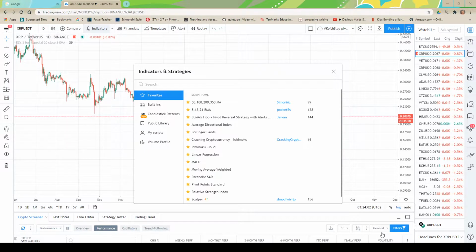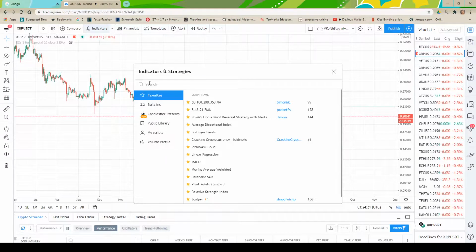So, for a couple days, 1 week, I literally didn't chart any other way except use the cloud, the Ichimoku cloud. So, let's go to the Ichimoku cloud now and learn a little bit about it. There's a couple different ones. We'll start with the basic one right here.